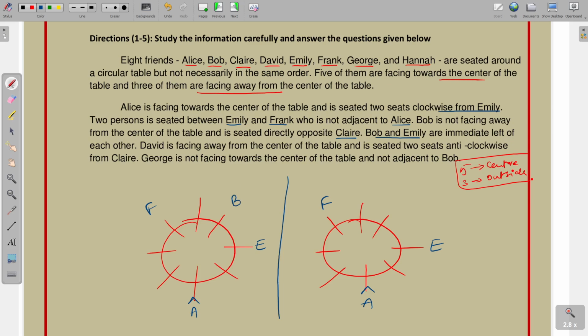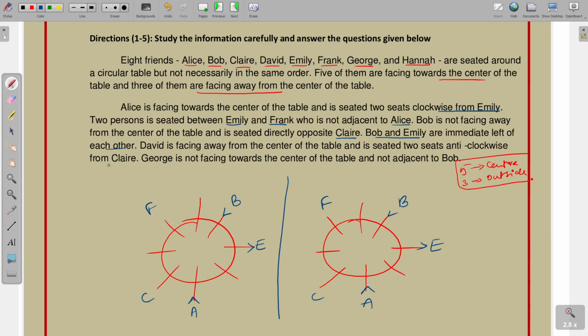So see, if you place B here, B is looking center and C is the opposite person of B. So here again same. B is facing center and the condition is Bob and Emily, so B and Emily are immediate left of each other. Suppose if E is facing outside of the table, B is the immediate left of E. Here also same.